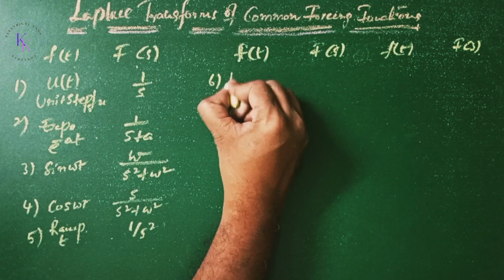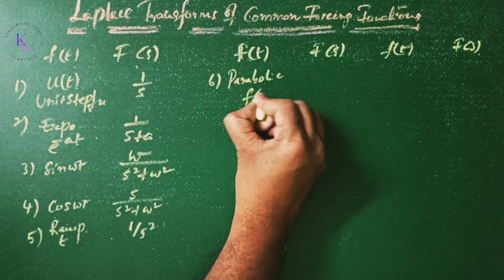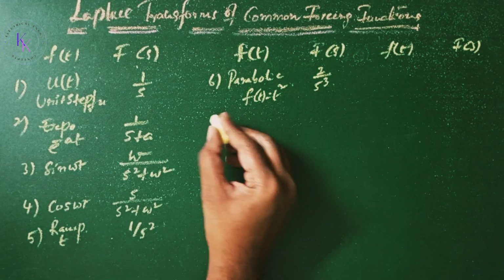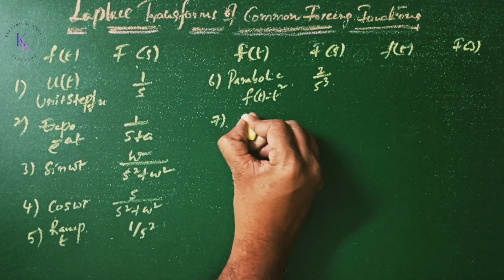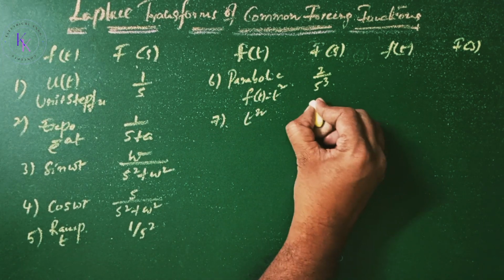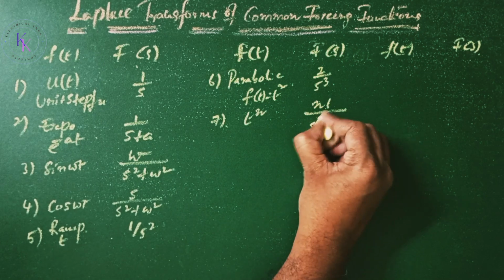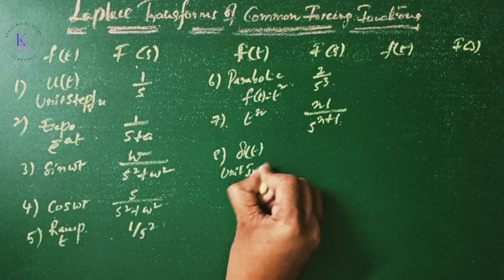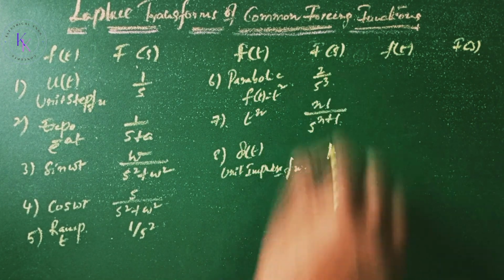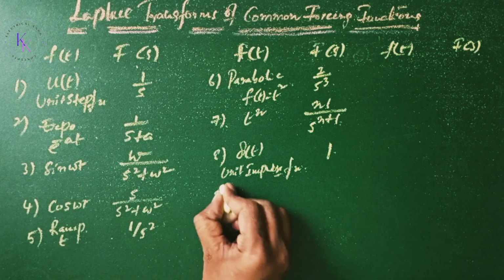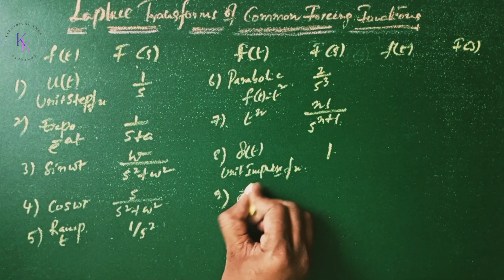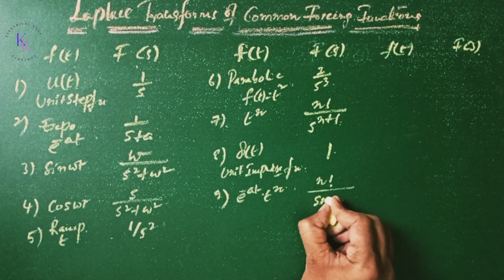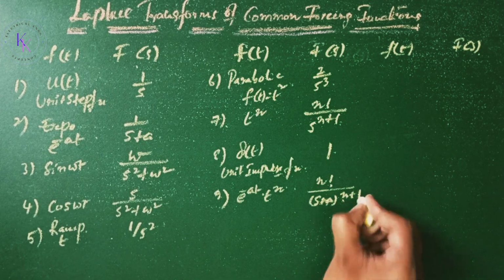The sixth one, for the parabolic function, that is f of t equals t square, we got 2 divided by s cube. And we have a general formula that we found for t power n, from which we got n factorial divided by s to the power of n plus 1. Then the eighth one, for unit impulse function, we got the s domain equals unity. Now the ninth one, for e power minus at t to the power of n, n factorial divided by s plus a to the power of n plus 1.